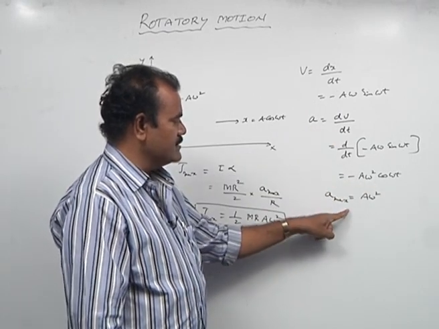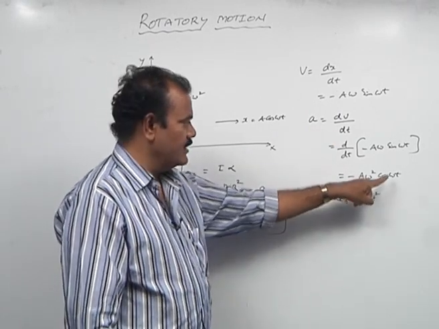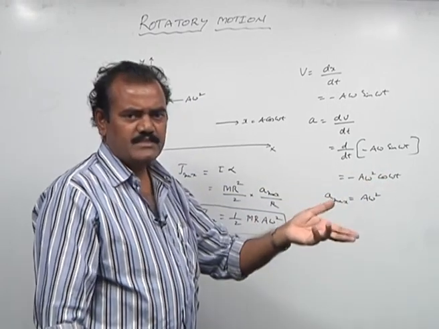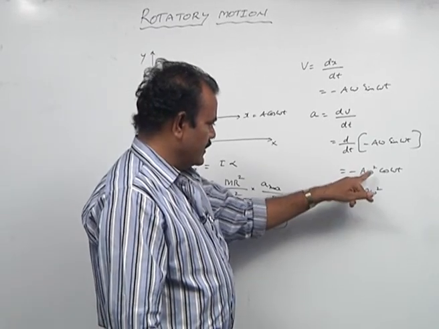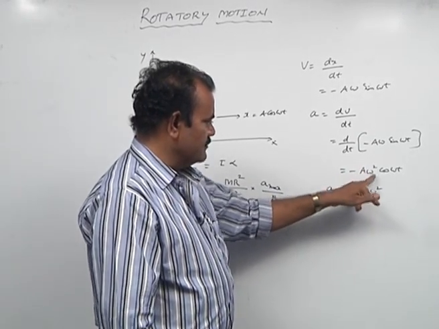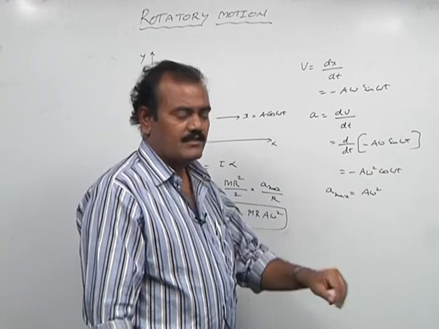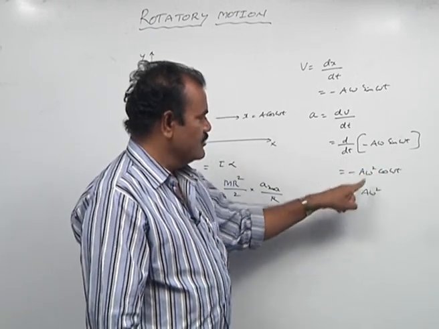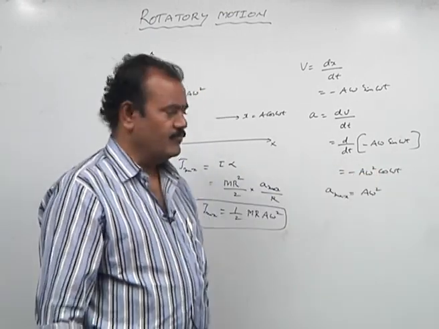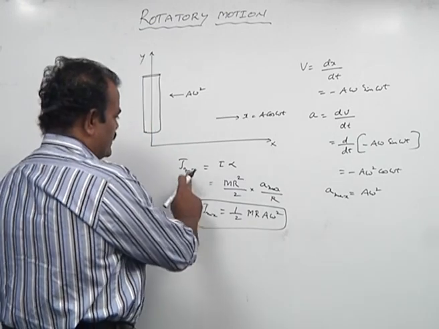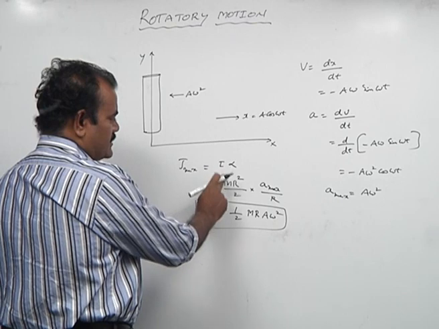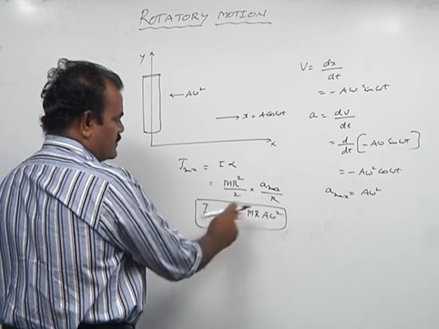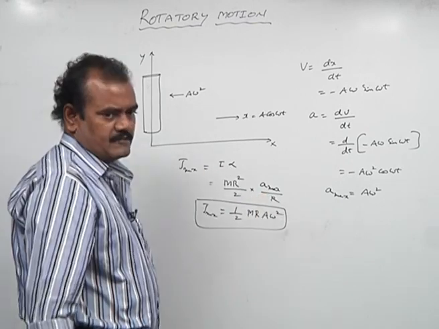If you want to find the maximum acceleration, that becomes a omega square, because a cannot be taken as 0, omega also cannot be taken as 0, and cos omega t can be taken with omega t as 0, so cos omega t becomes 1. Now a omega square is there, and tau maximum is equal to I alpha, where I is mr square by 2 and alpha is a maximum by r. Ultimately you get this answer.